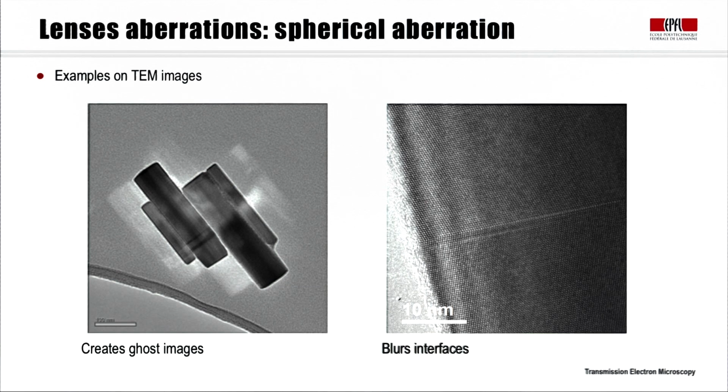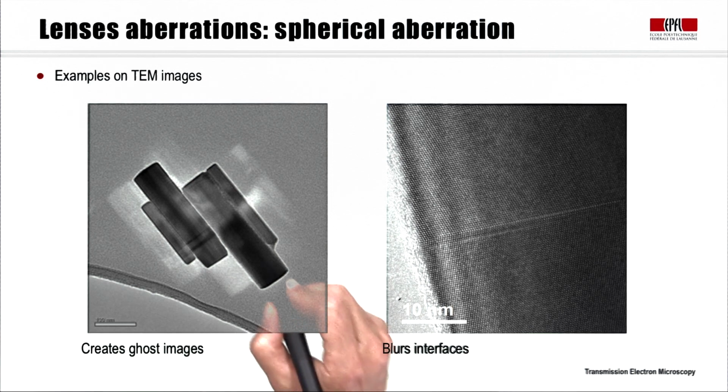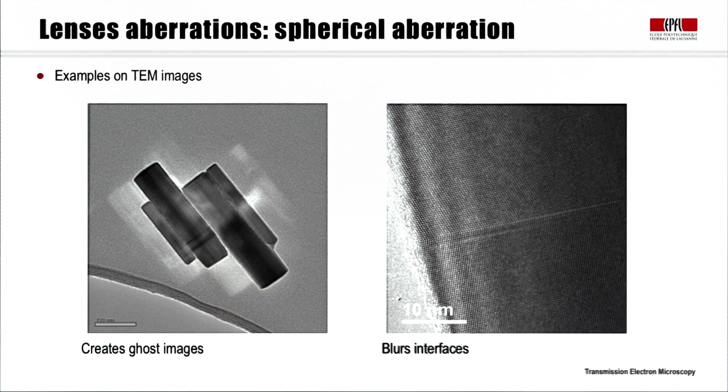Typically, the CS will make two effects. On one side, it's able to create ghost images of strongly diffracting specimen. And you see there that you have the actual image of this small crystal, but also like a bright image on each side, left and right. That's what we call ghost image, and this can be obtained due to the CS.